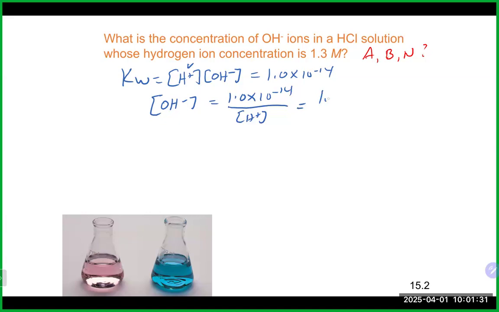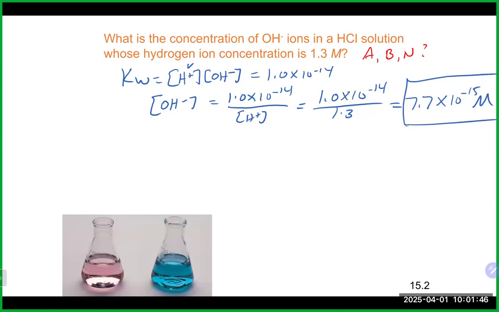So we'll go 1 times 10 to the minus 14 divided by 1.3 in this case. And we'll go 7.7 times 10 to the minus 15. And we do need a unit as it is a concentration, so it should be molarity here. First off, any questions on the calculation? Again, make sure you're using your exponent button.